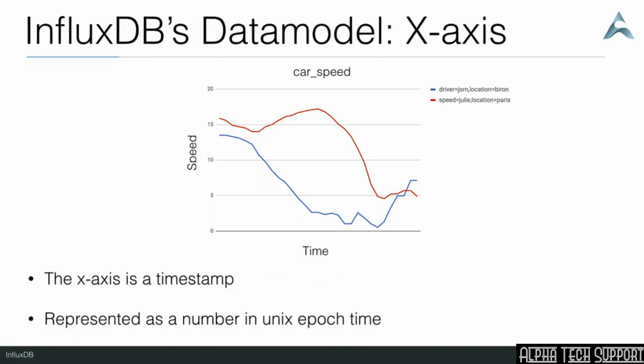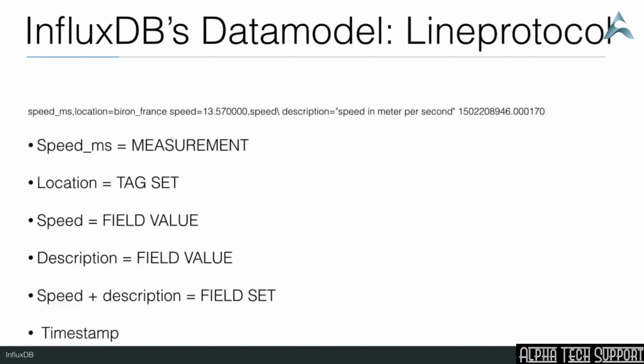X-axis. The x-axis is a timestamp. It is represented as a number in Unix epoch time. Epoch time is the time that has passed since the 1st of January 1970 after midnight. All data has a time component, as this is a time series database. InfluxDB uses something called a line protocol.